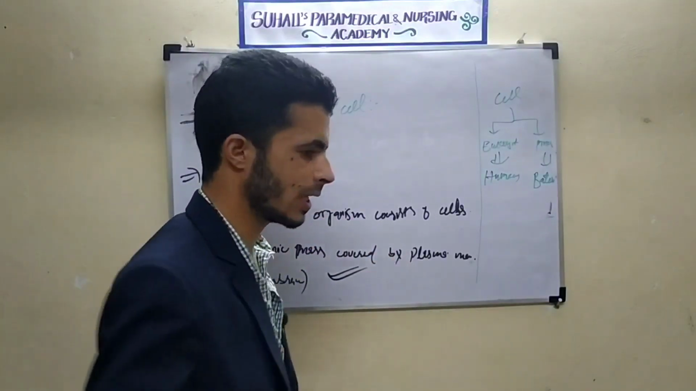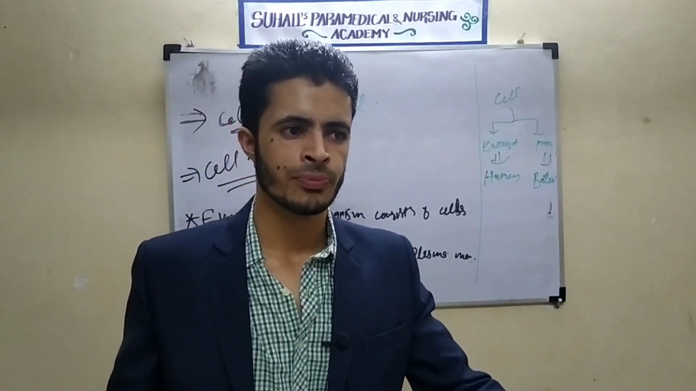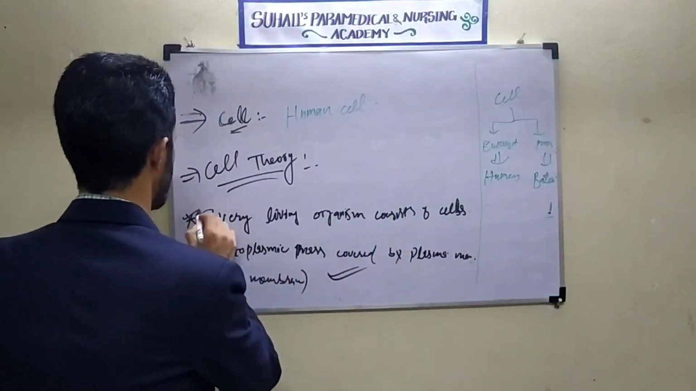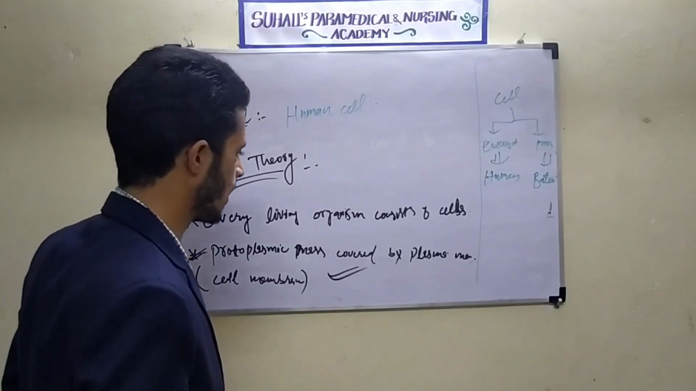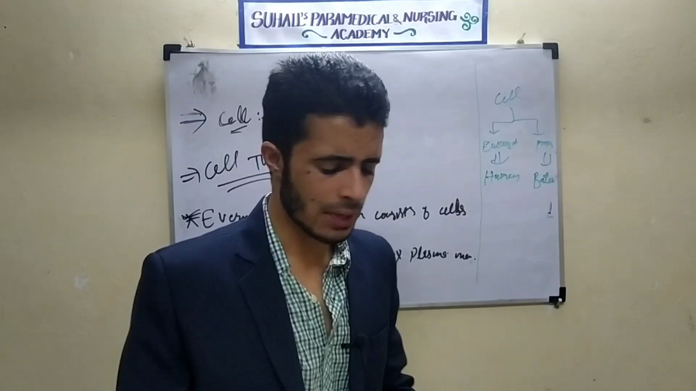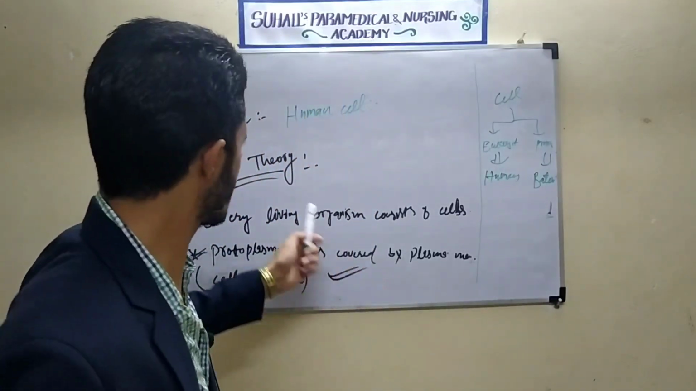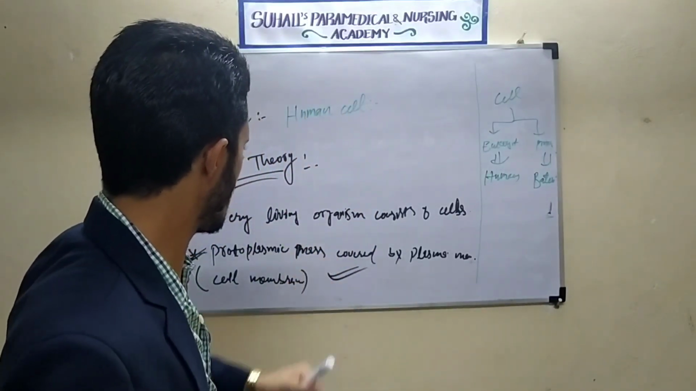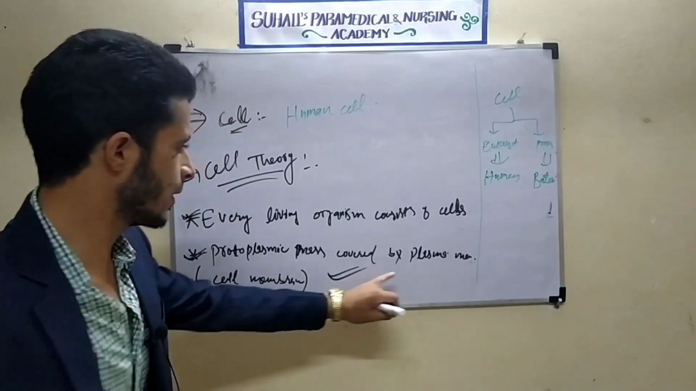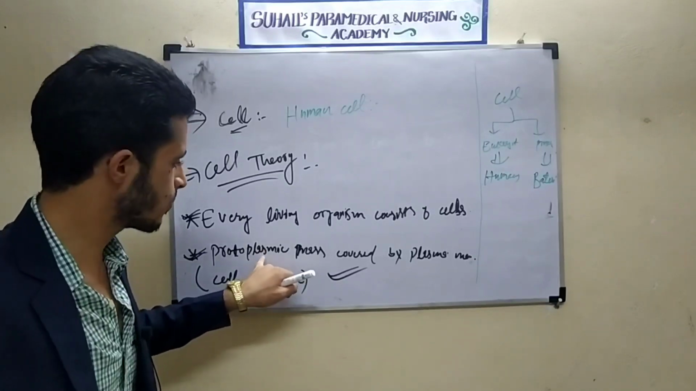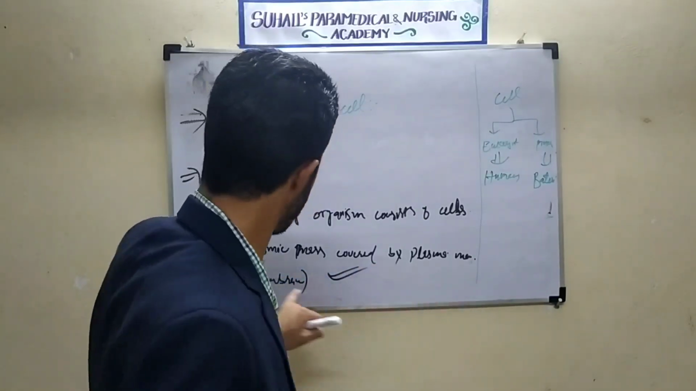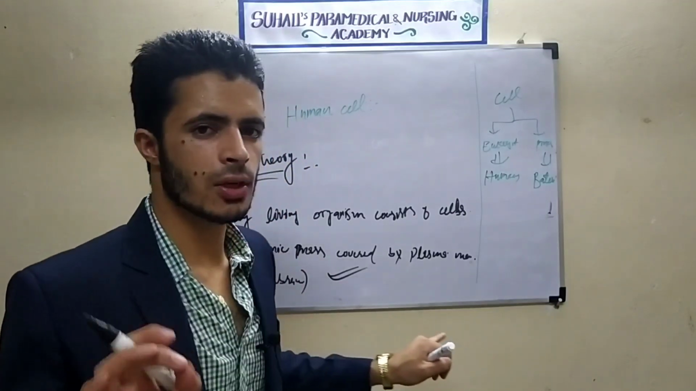That is why there is another theory, the modified cell theory, or we can say cell principle. But here it was all about the cell theory, just an introduction to what cell theory told us: that a cell has a protoplasmic mass covered by plasma membrane, and there is presence of a cell wall in case of plants.